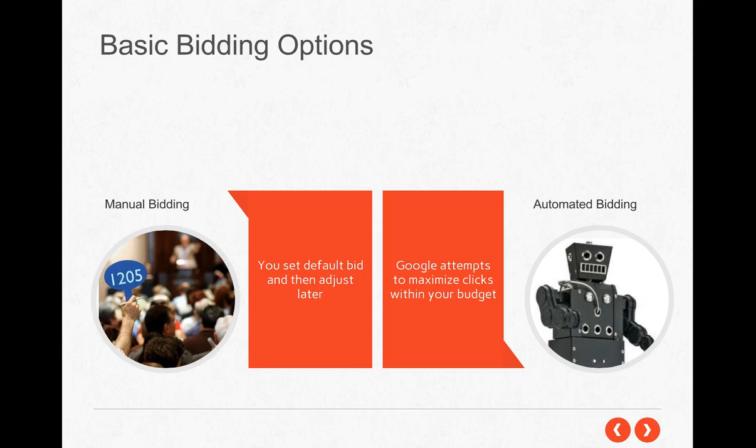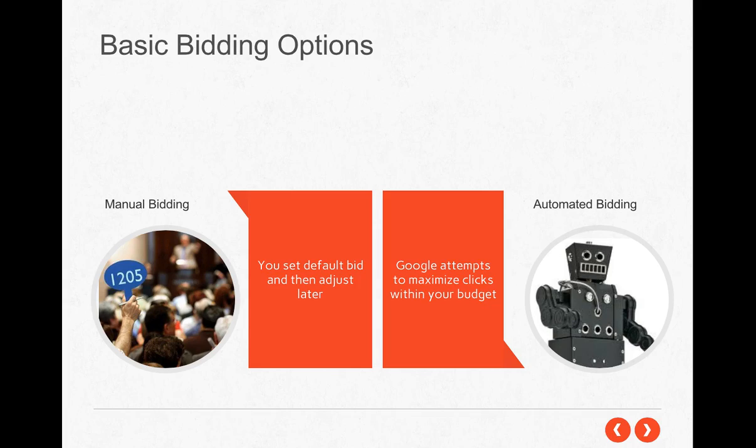For manual bidding, you select the default bid, so for each keyword that you add, that default bid will be used for each keyword. You can always adjust it later if you want to go higher or lower, depending on the placement of that ad or how that keyword is performing.